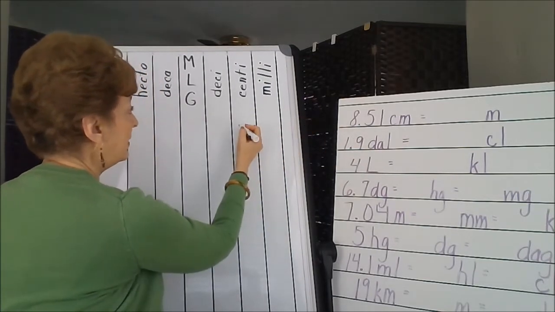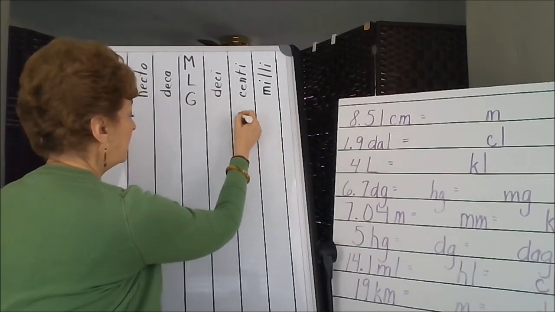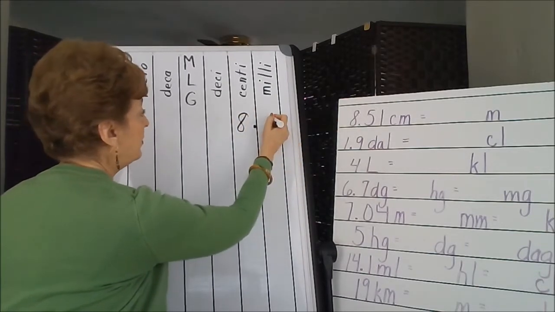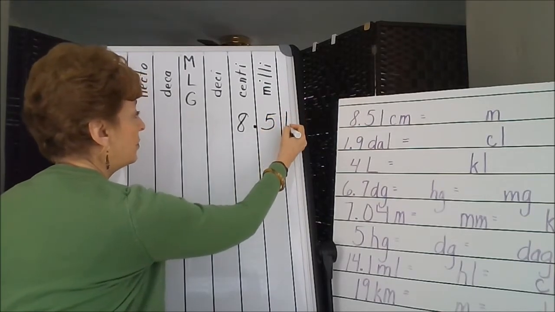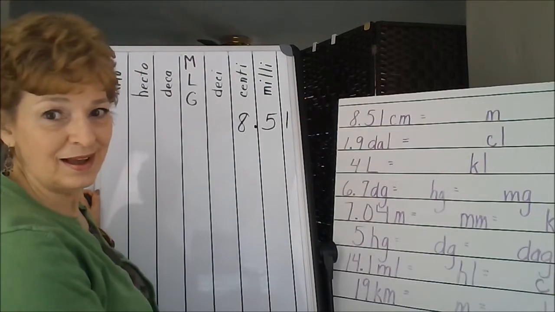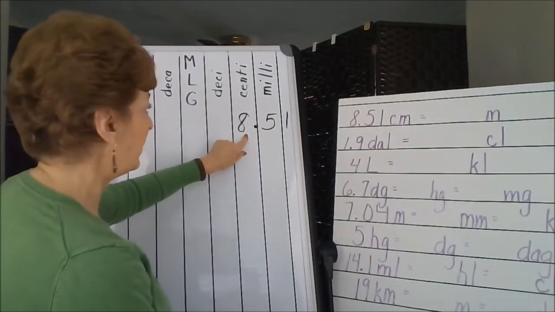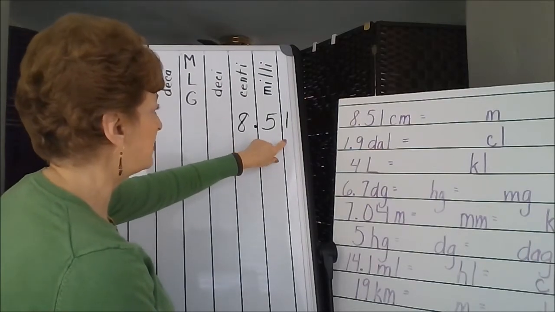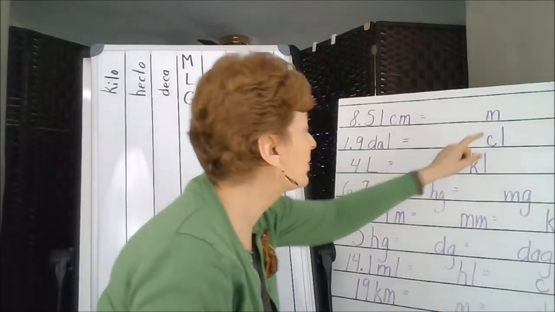So our 8 is before the decimal point, and the 51 is after. I'm going into one of those unknown columns as the chart expands. So here we have 8.51 centimeters, and we're going to change this now to meters.